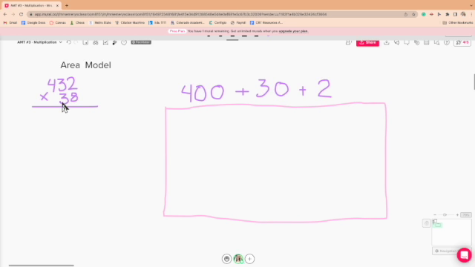All right, we're going to do the same for 38. So in our tens place, we have 30, and we're going to be writing it over here because then we are able to draw our box and visualize what we're doing. So 30, and then in our ones place, we have 8.